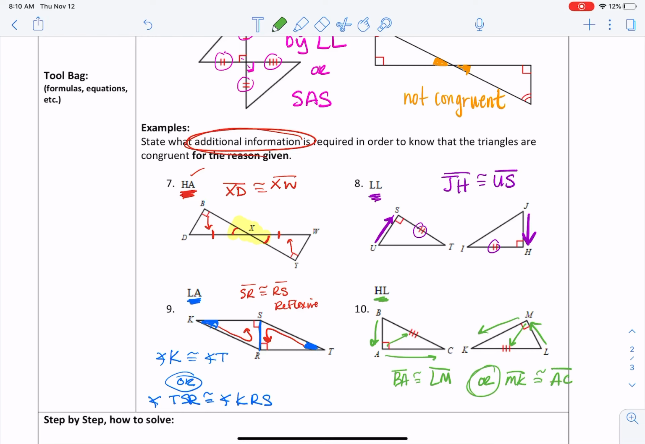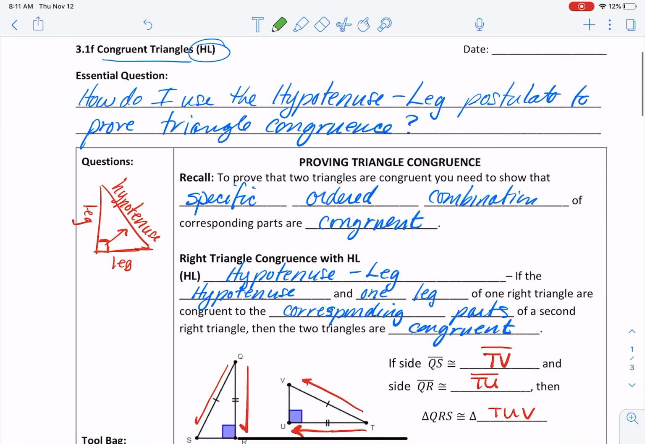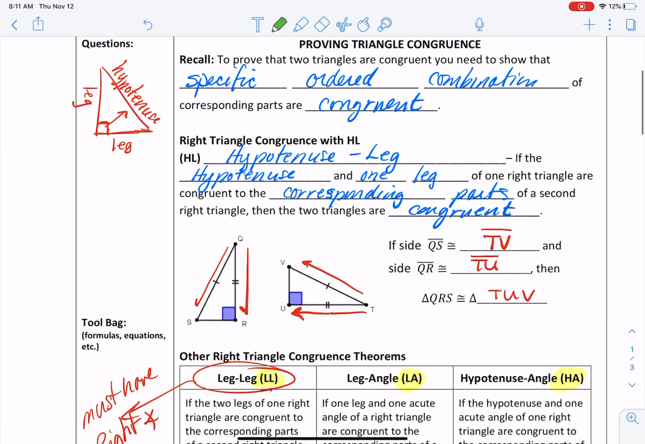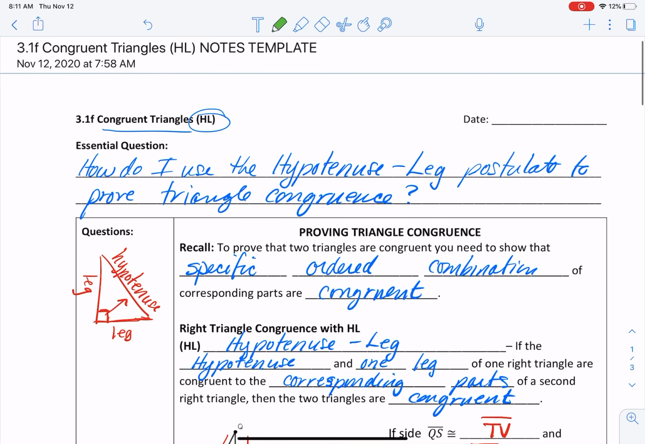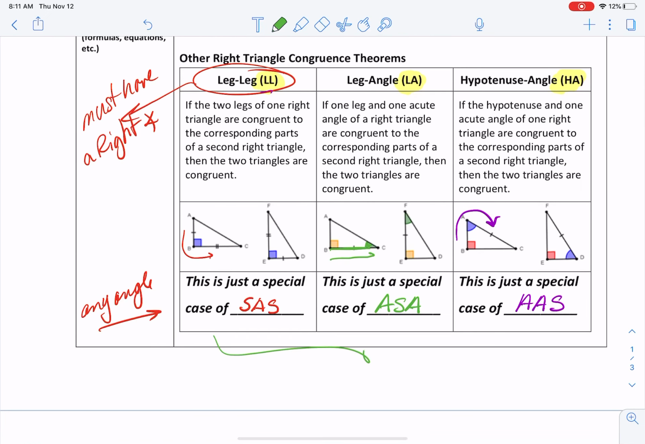So when we're looking at right triangles, there are some specific shorter postulates that we can use. Remember that postulate is just a fancy word for rule. But for many cases, I can use the ones that we've already done to determine congruence between triangles of any sort, including right triangles.